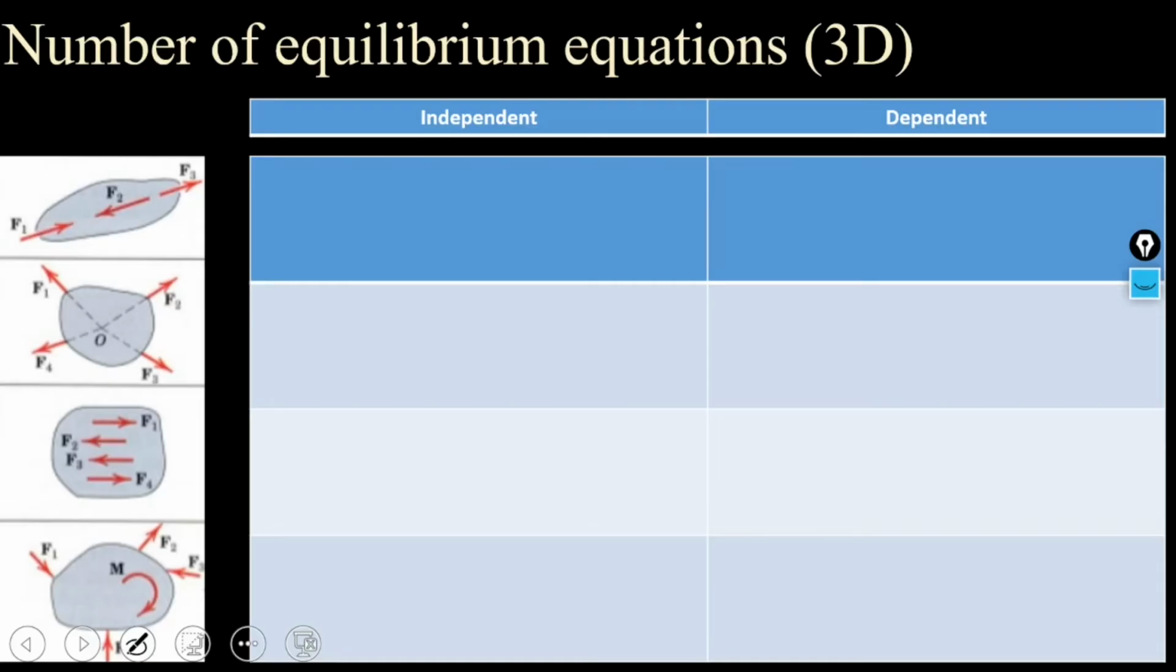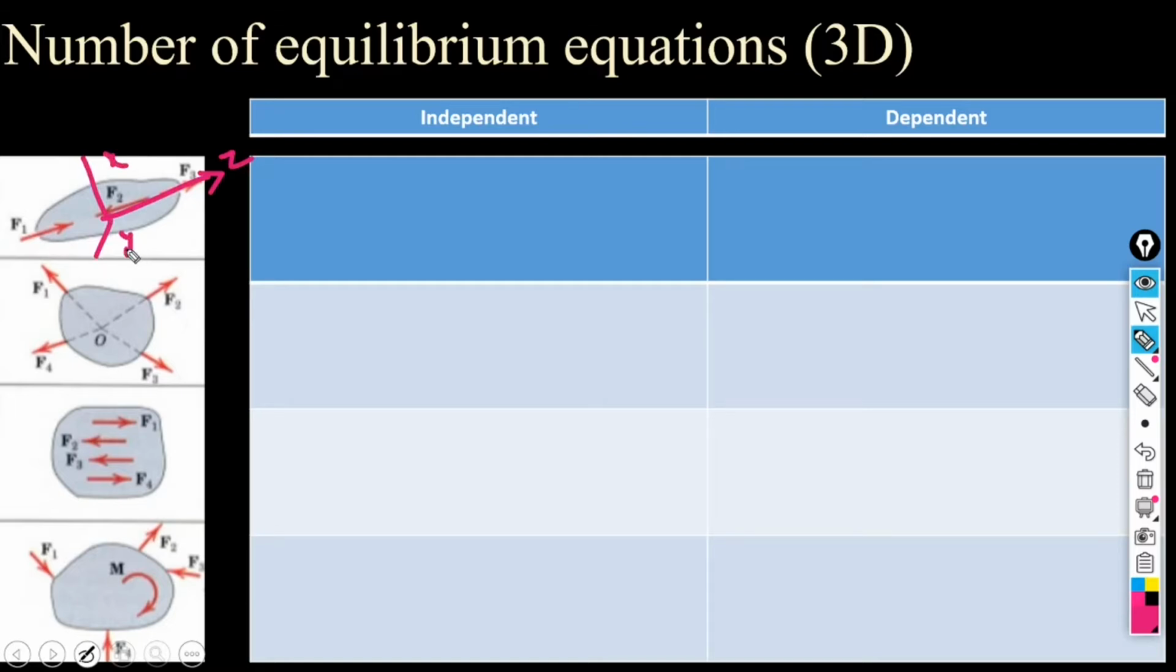Let's see the same thing in the case of 3D. If the forces are collinear, then we would need only one independent equation. Let this be the z axis, and the other two are x and y. In this case, the summation of forces along the z axis is equal to 0, and the remaining dependent equilibrium equations are the summation of forces along x and y. Again, the moments about x, y, z are dependent equilibrium equations because they already satisfy the equilibrium condition.